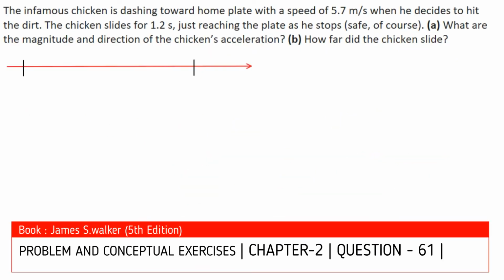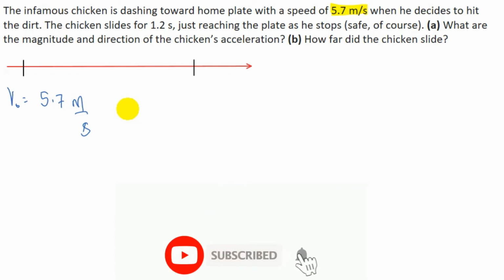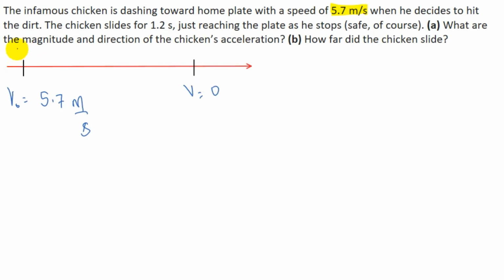So the infamous chicken is dashing towards the home plate with a speed of 5.7 meter per second. So here the speed we have, v naught, is equal to 5.7 meter per second. Then the chicken slides for 1.2 seconds, just reaching the plate as he stops. So here the velocity becomes 0 and the time interval, this is t equals to 0, and here this time t equals to 1.2 seconds. Now there are two parts in this question that we need to solve. In the A part, we have to find the magnitude and the direction of the chicken's acceleration.